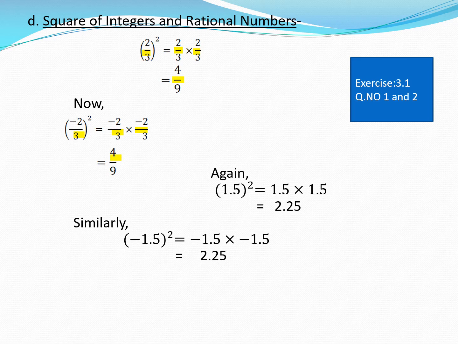Same goes with decimals. If we are to write (1.5) whole square equal to 1.5 into 1.5, we will get 2.25. Similarly, if it is (minus 1.5) whole square, we will write equal to minus 1.5 into minus 1.5. Minus into minus will become plus, we will get plus 2.25.